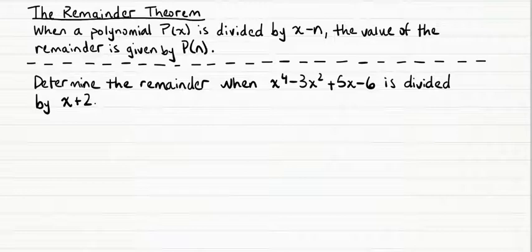So the remainder theorem can be very useful when you don't actually need to know what the quotient is, but you do want to know very quickly what the remainder is. And when we get into the factor theorem, you'll see very quickly why this is very useful.